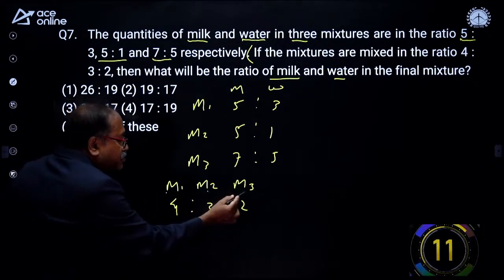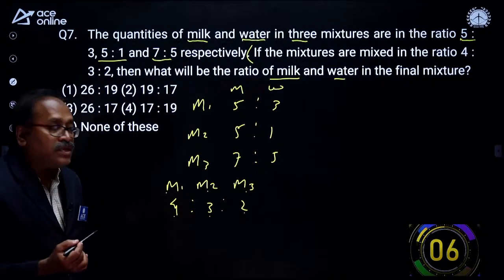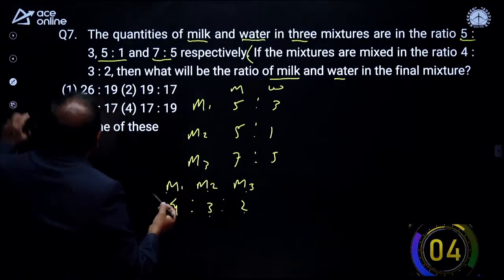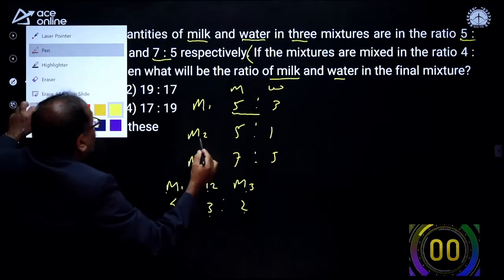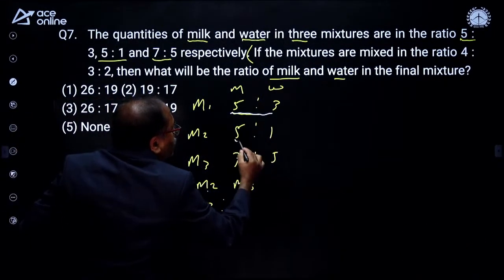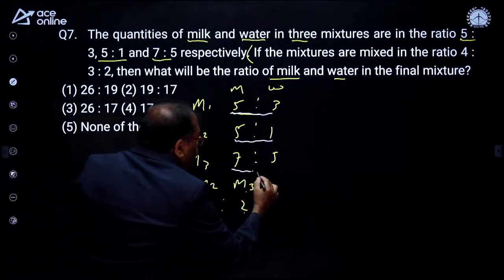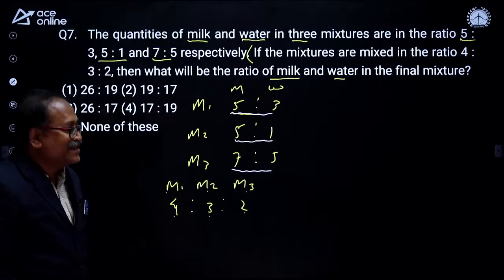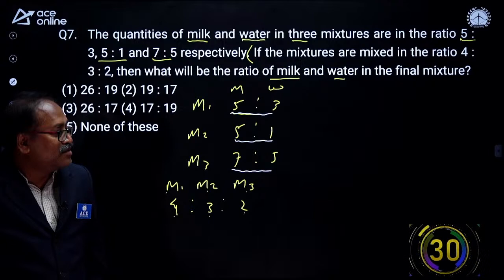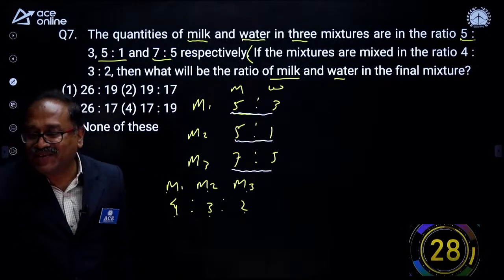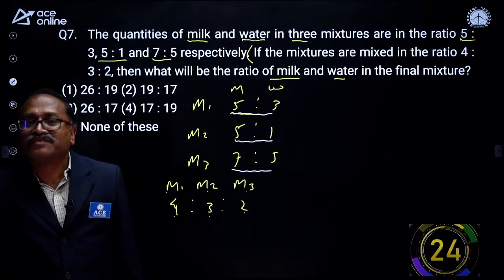Mixture 1, mixture 2, mixture 3 is taken in the ratio of 4:3:2. And in mixture 1, the milk and water are in the ratio of 5:3. In mixture 2, 5:1, and mixture 3, 7:5. I will give some time because it's a little calculative. Another 30 seconds to you.